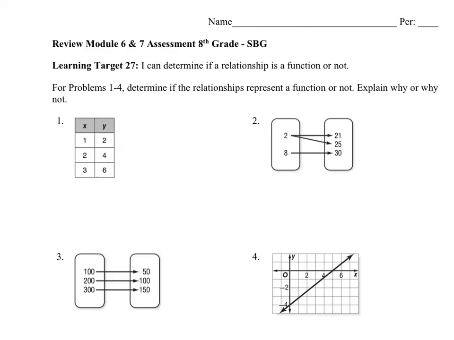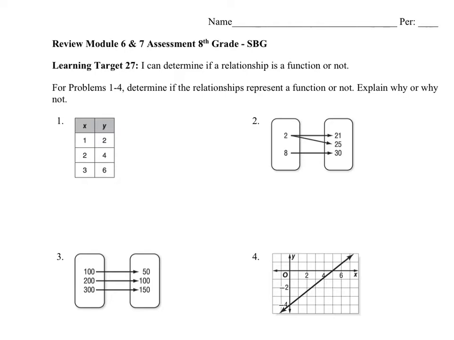This is the key to the Module 6 and 7 assessment review. So remember, we will have Chapter 6 on this test as well. And there was just one learning target, which was learning target 27: I can determine if a relationship is a function or not. So that's what we're going to start out with. So remember, in order to be a function, every input has to have only one output.